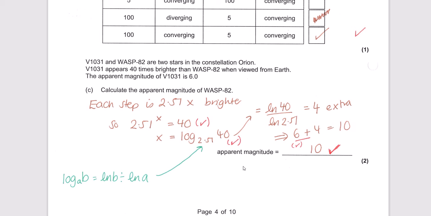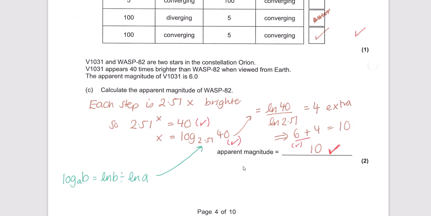in that weird scale, every step of magnitude, so every time you go up a number, you go 2.51 times brighter, although it's actually down a number. So if you're going from 2 to 1, that then becomes 2.51 times brighter. So that means that 2.51 to the x must equal the 40 times brighter. Now to work out x, we have to do log 2.51 40, and some calculators will do that.